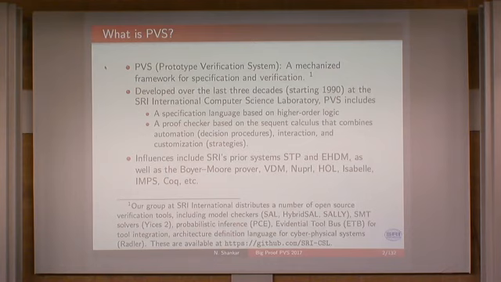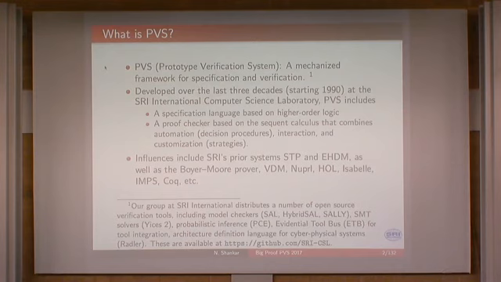Both in the initial development and subsequently, we've been influenced by ideas from lots of other systems, especially SRI's prior systems. STP was Shostak's theorem prover, so Shostak's code is still in there. EHDM stands for the Extended Hierarchical Development Methodology. It was a play on VDM and things like that, but that was the system that we had before. There were also lots of influences from the Boyer-Moore theorem prover, from VDM, Nuprl, HOL, Isabelle, IMPS, Coq, and others. And as we go, newer and newer influences are showing up.